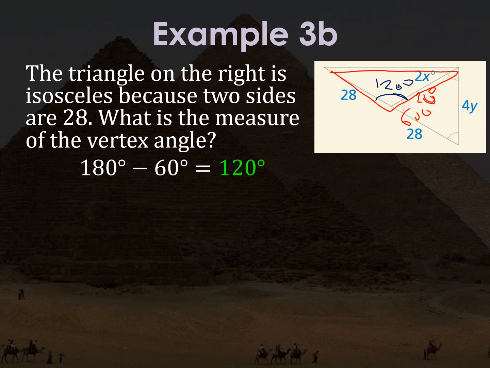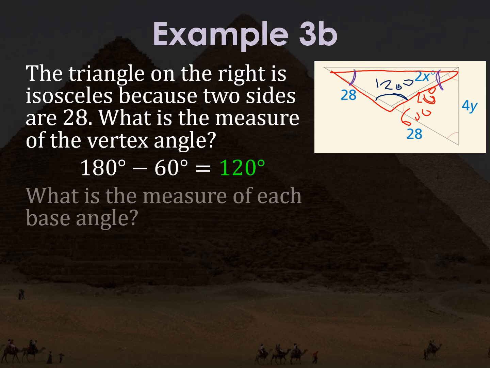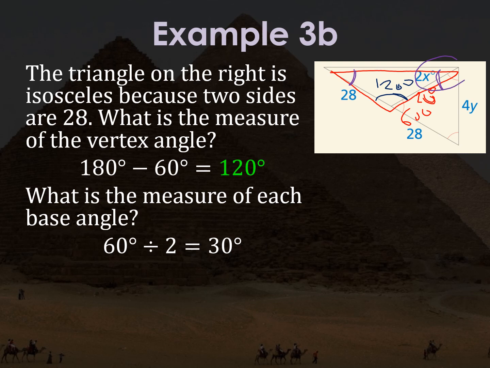So if that's 120, the two base angles, which I will mark in purple, have to be congruent, and they have to account for the other 60 degrees of the triangle. 180 degrees minus 120 is 60. Since each angle is equal, each angle is 60 divided by 2, or 30 degrees, which means this angle here, 2x, has to equal 30, and x is equal to 15. That's it for section 12.4. We're going to get back into congruent triangles beginning with section 12.5.